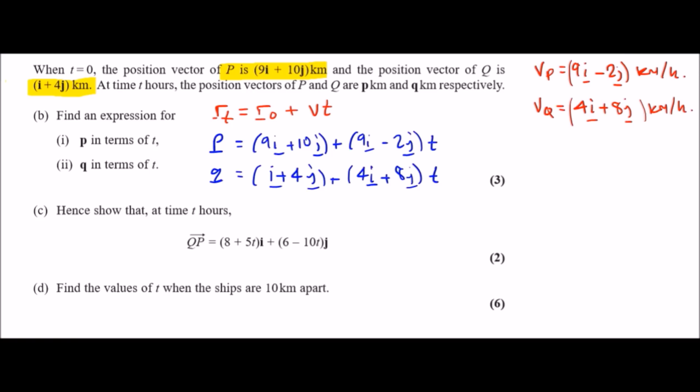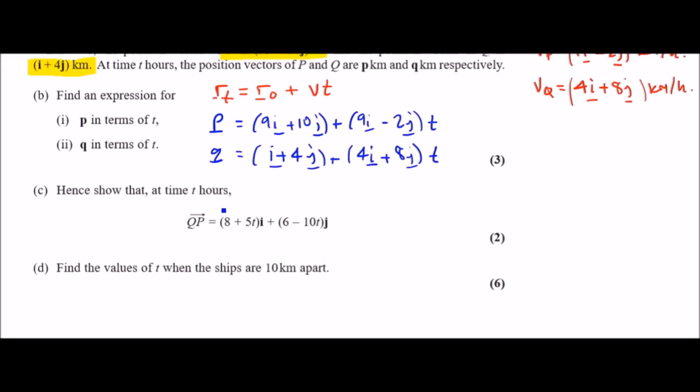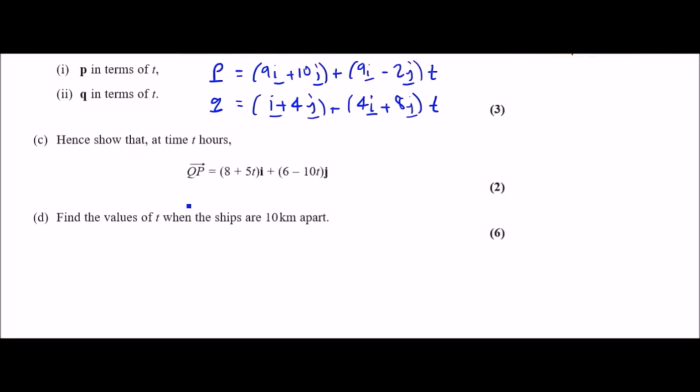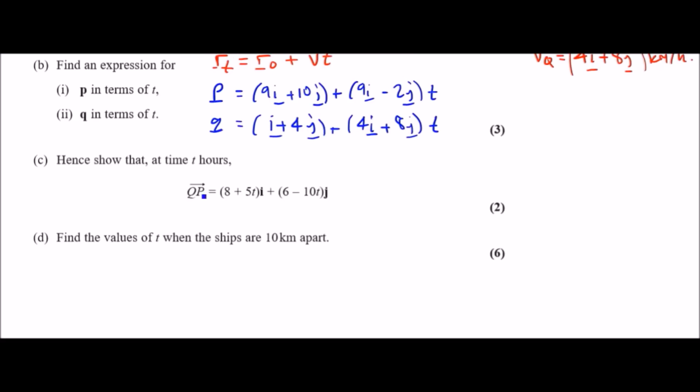There we go, straightforward. Now, part C: hence show that at time t hours, the vector going from Q to P is given by the following. When it says go from Q to P, we literally just have to find the direction from these two vectors. Just think of it like this: you've got the position vector of Q and the position vector of P, and that's the direction we're going. So to find this entire expression, you just do P take away Q.